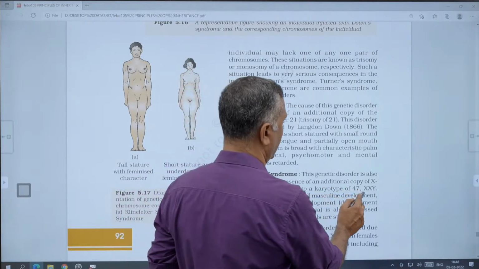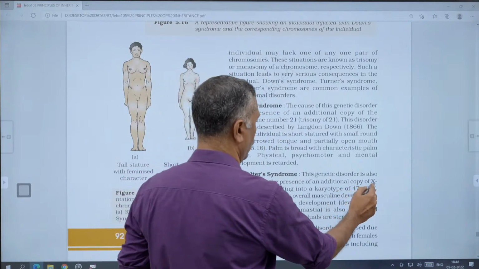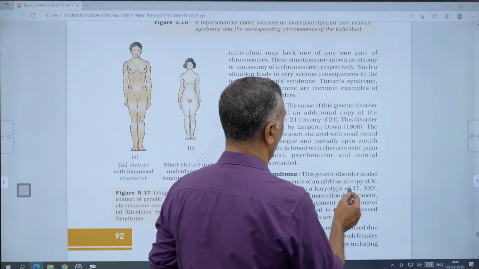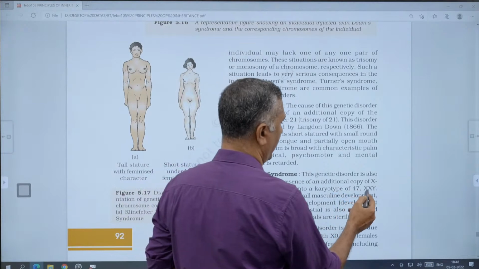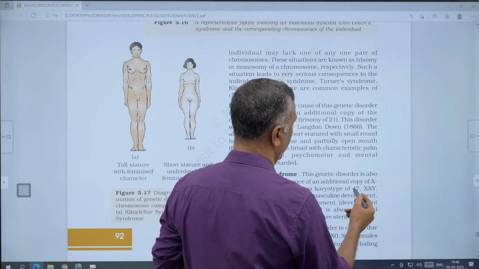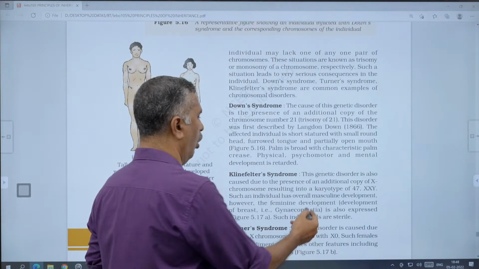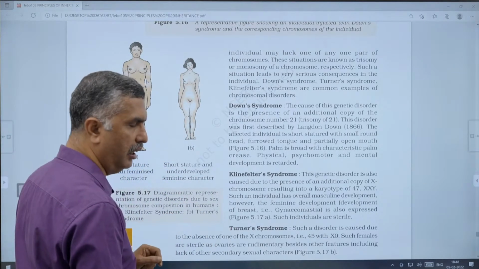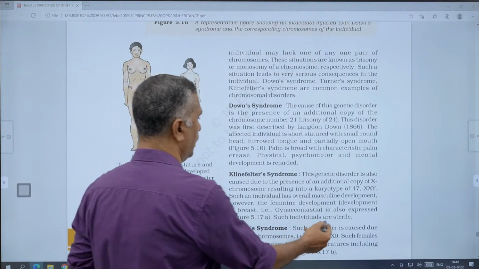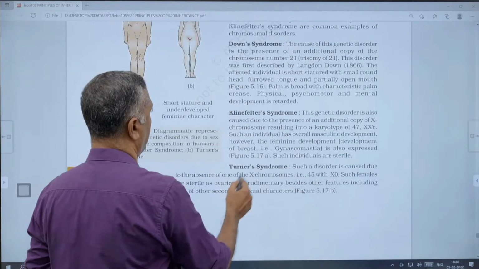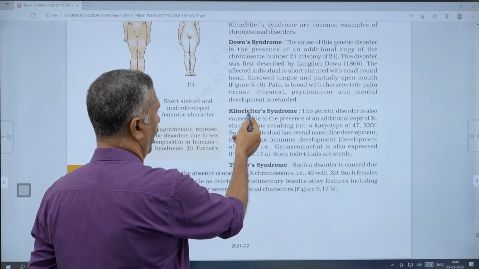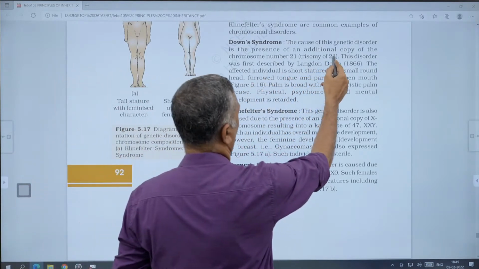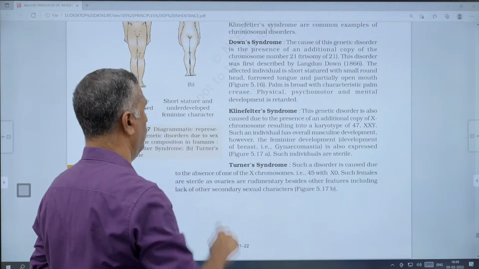The result is a karyotype of 47, XXY, with an additional X chromosome. That is 44A plus XXY, that is 47 instead of 46. Overall masculine development, with breast development in males, gynecomastia, and such individuals are sterile. Klinefelter syndrome is an allosomal trisomy, a sex chromosomal trisomy, while Down syndrome is an autosomal trisomy.